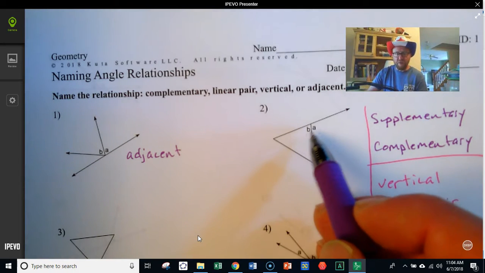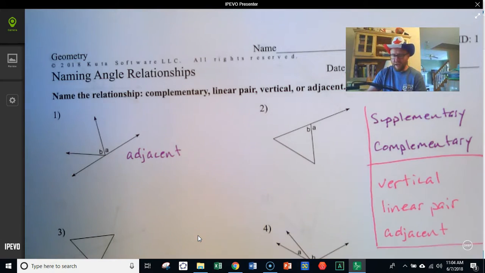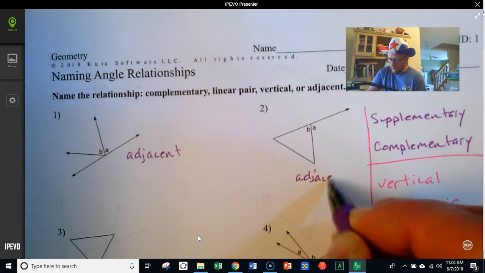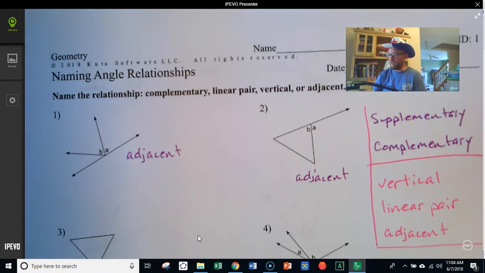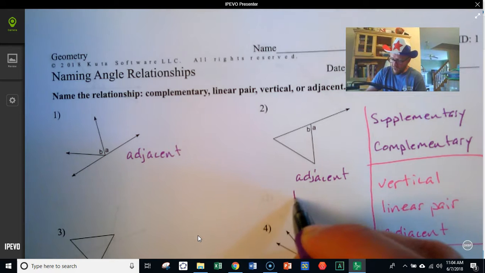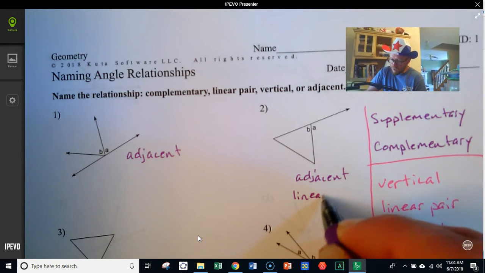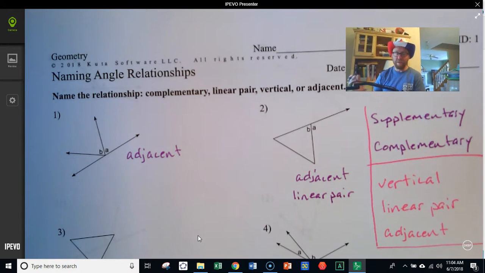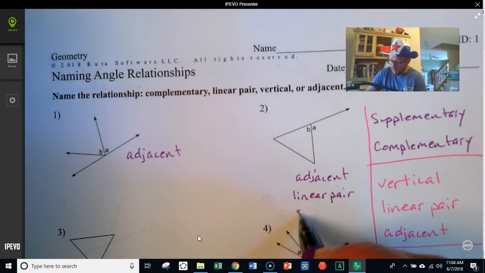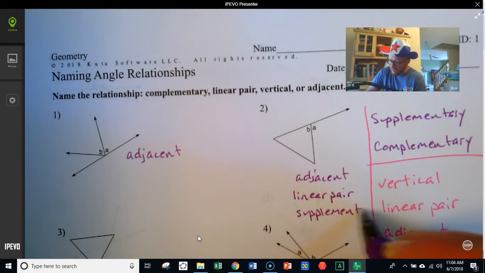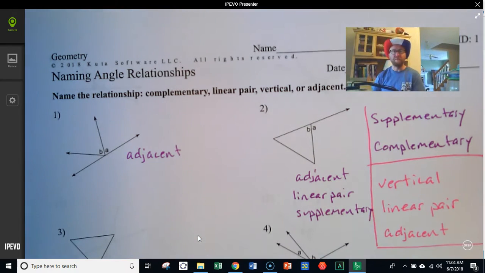Here, now these two angles, B and A, are also right next door to each other, so they are adjacent. Now you'll notice that they also come together to make a straight line, so they are a linear pair. And because they're a linear pair, they are also supplementary. Okay, supplementary. Add up to 180 degrees.